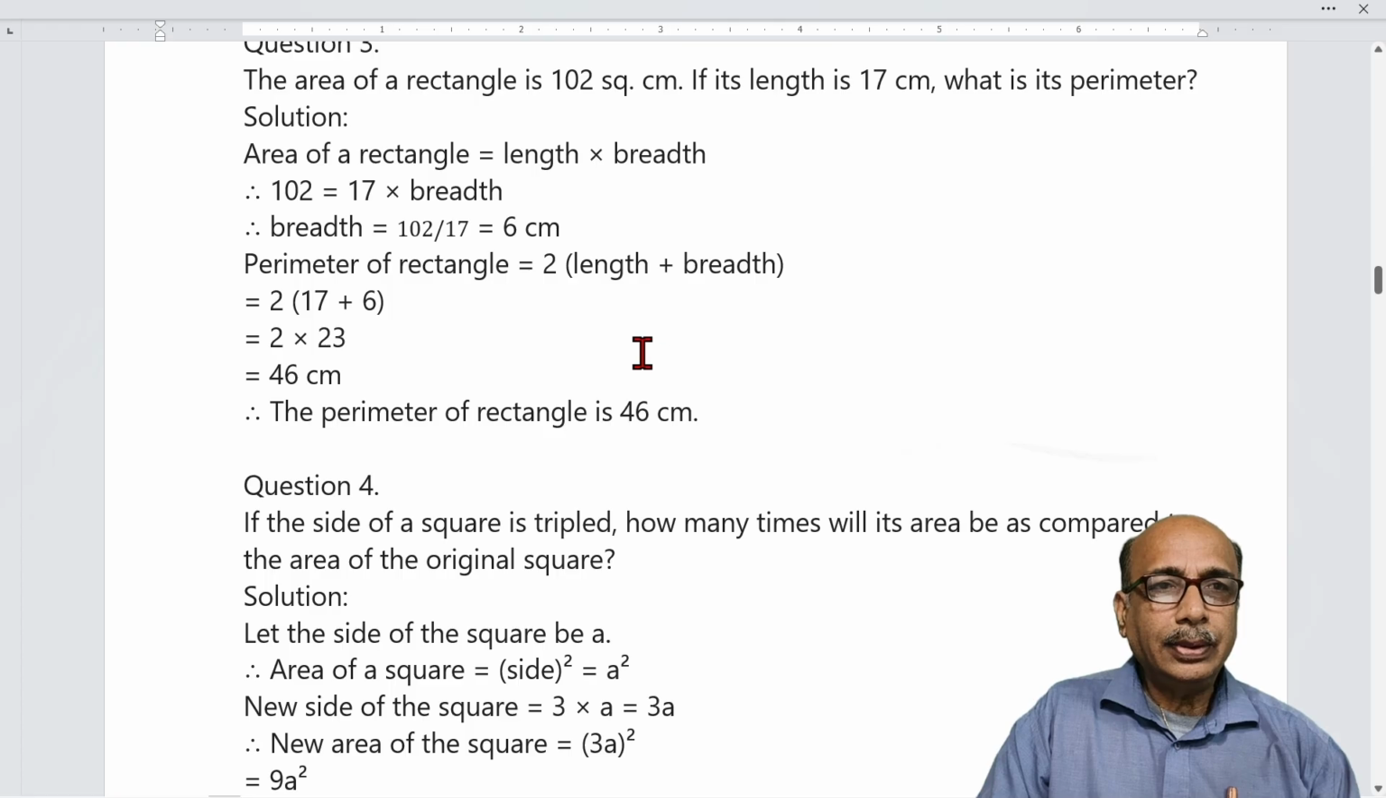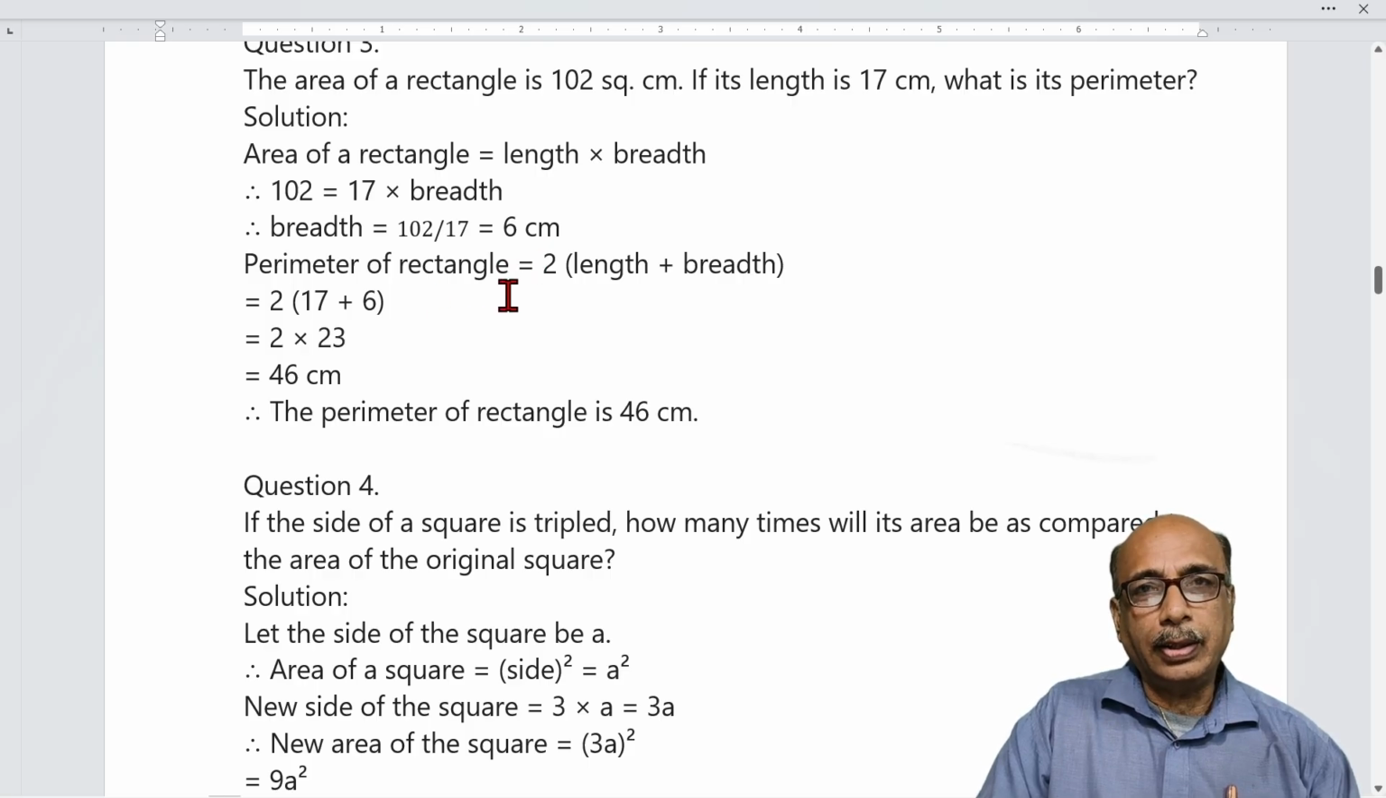Question 3. The area of a rectangle is 102 square centimeter. If its length is 17 centimeter, what is its perimeter? For this, you have to apply the area of rectangle formula and calculate the breadth. So, area of rectangle equals length into breadth. Area of rectangle is given, 102 equals length is given, 17, into breadth. Therefore, breadth equals 102 upon 17. When we simplify this, it equals 6 centimeter.